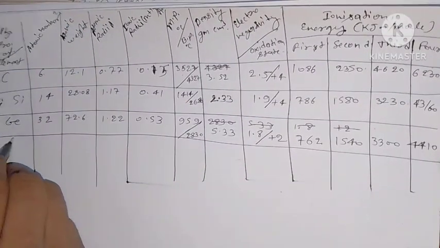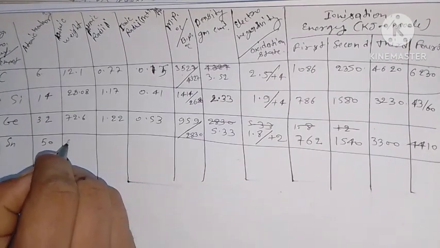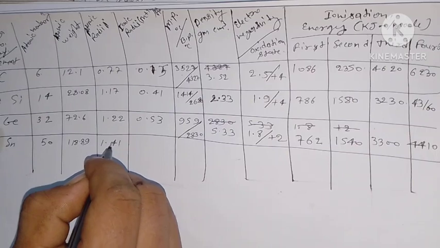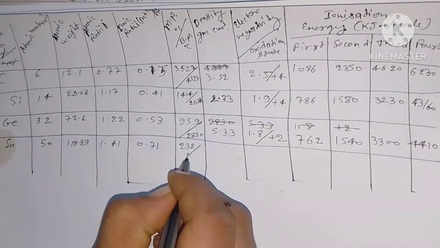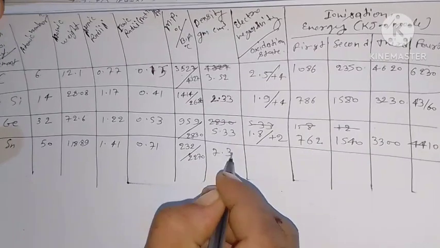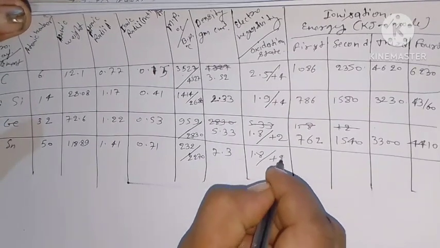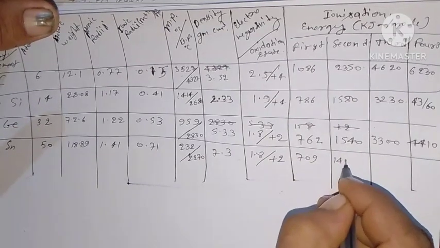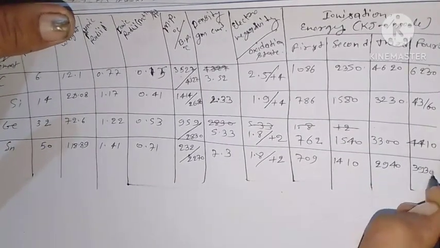Next, after germanium, tin: atomic number 50, atomic weight 118.89, atomic radii 1.41, ionic radii 0.71, melting point 232, boiling point 2270, density 7.3, electronegativity 1.8, oxidation state plus 2. First ionization energy 709, second 1410, third 2940, and fourth 3930.